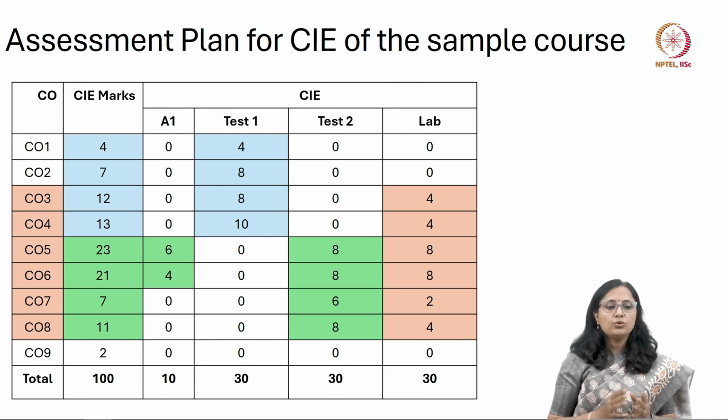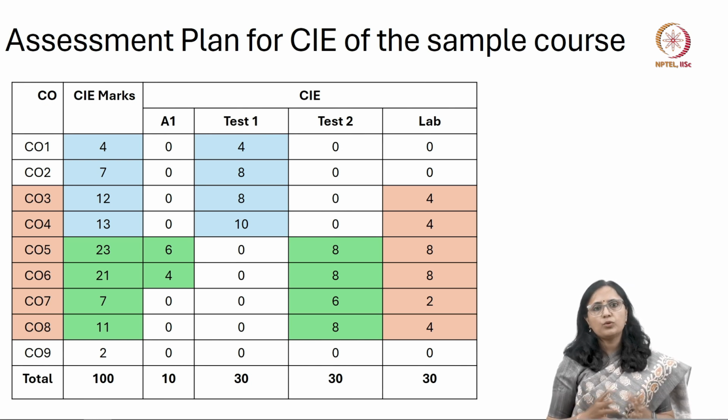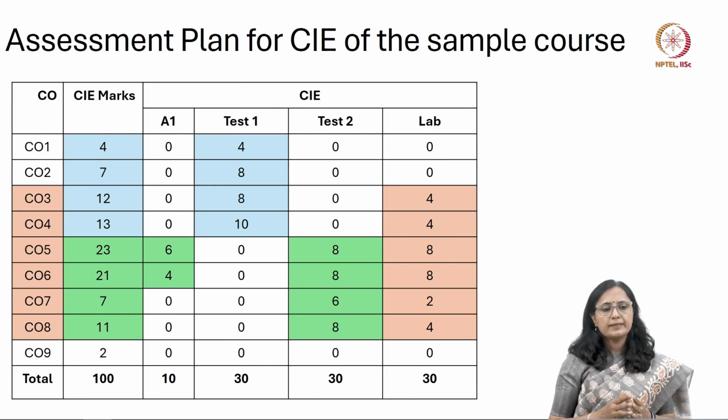Now, as compared to all the COs, you can see that the maximum weightage, the maximum duration you are spending, is for CO5 and CO6. So, you might decide to also give an assignment on CO5 and CO6. That assignment can be a take-home assignment. You can see that there is an assignment component indicated by A1, and 10 marks are allocated to it.